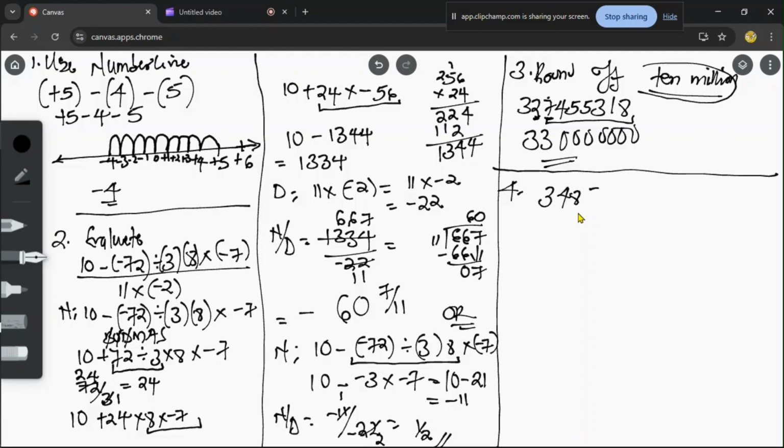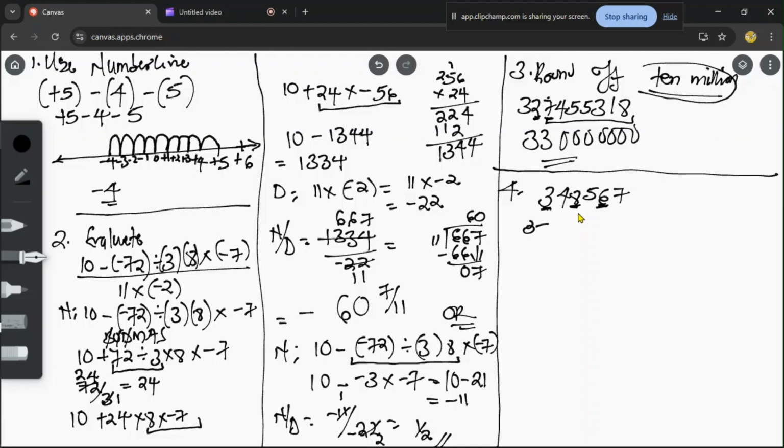Then you have 5, 6, 7. I want the number that can be subtracted from this to make it divisible by 11. Now, for the divisibility test for 11, I check the difference of the sum of the alternating numbers. So the alternate of 3 is 8. The alternate of 8 here is 6.